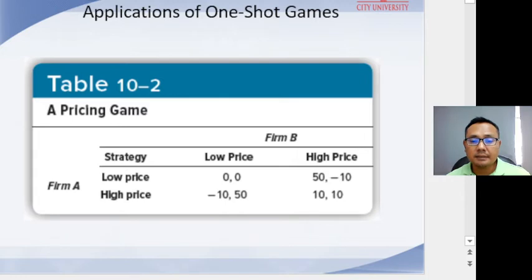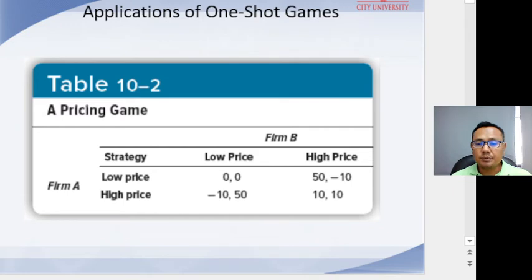So why can't firms collude and agree to charge a high price? One answer is that collusion is illegal in certain places. So firms are not allowed to meet and conspire to set high prices. There are other reasons as well.